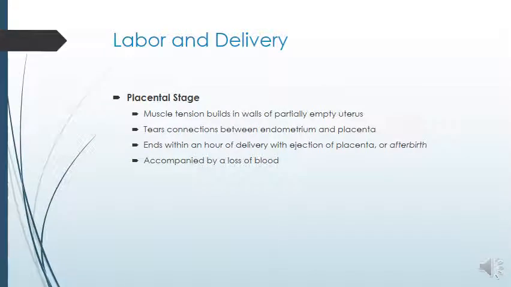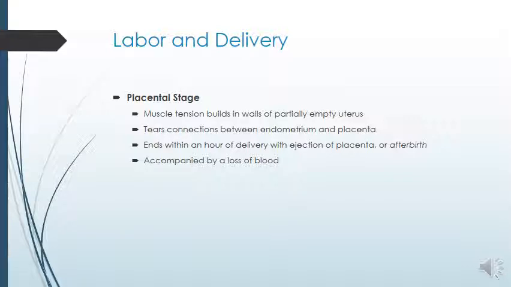During the last stage, the placental stage, the muscle tension builds in the walls of the partially empty uterus, which gradually decreases in size. This uterine contraction tears the connections between the endometrium and the placenta. In actuality, within an hour of delivery, the placental stage ends with the ejection of the placenta, also referred to as the afterbirth.